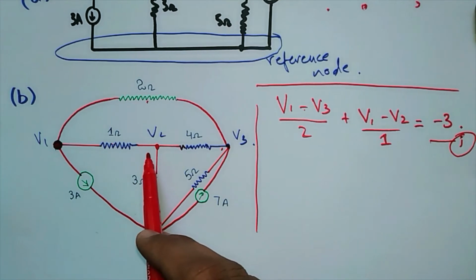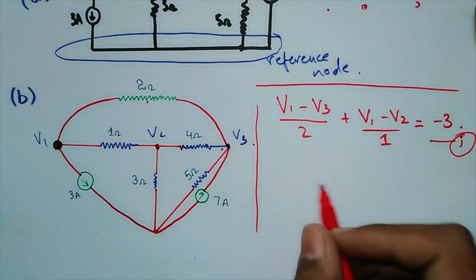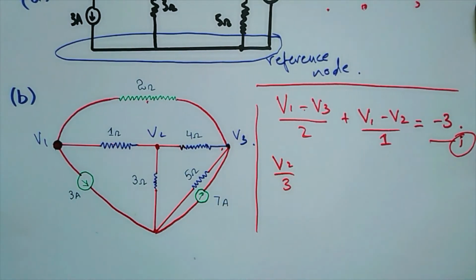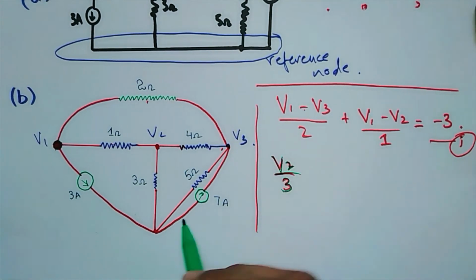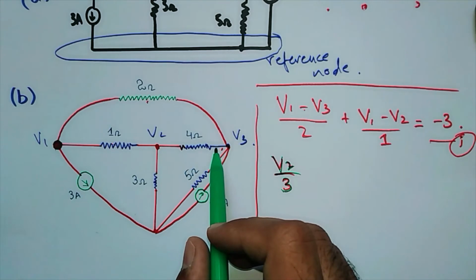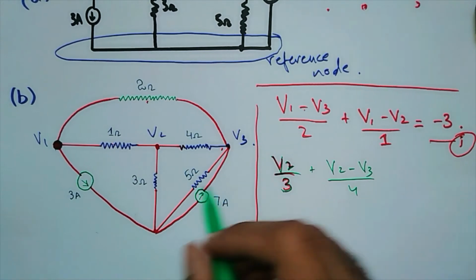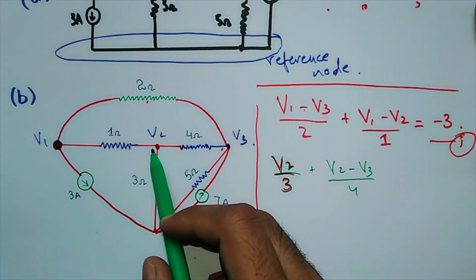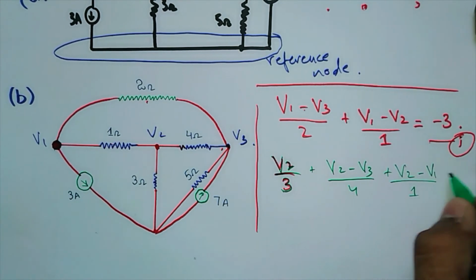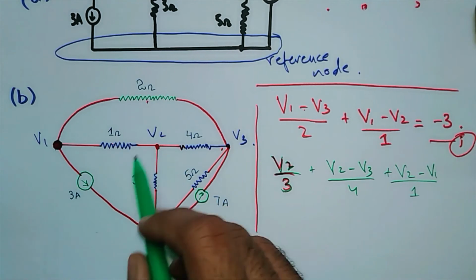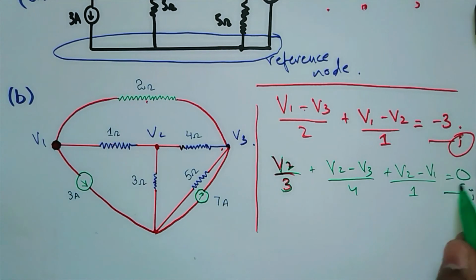Now we will find KCL across V2. So V2 over 3 will come first, and then V2 minus V3 over 4 is the second one, and the third one is V2 minus V1 over 1. Okay, and there's nothing like a battery connected, so it will be 0. Okay, this will be our equation number 2.